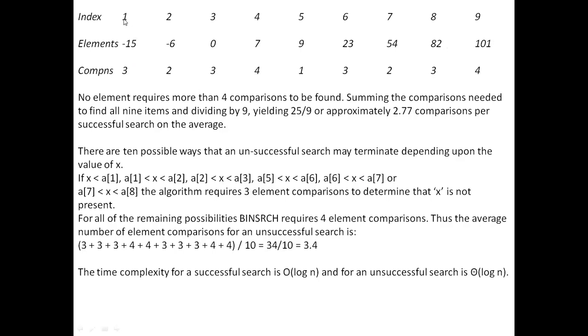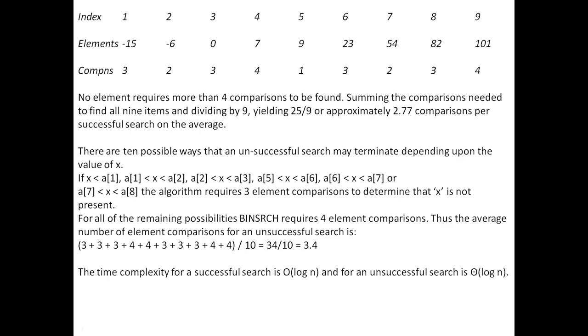How many values are given? 9 values are given. What is the total? You sum all these numbers of comparisons. You will get that it is 25. 25 by 9, you will get 2.77. So the average number of comparisons of these elements is 2.77 comparisons for the successful search.